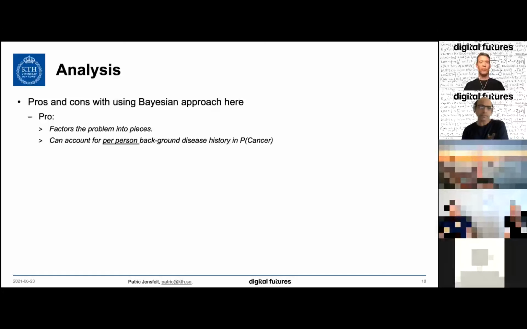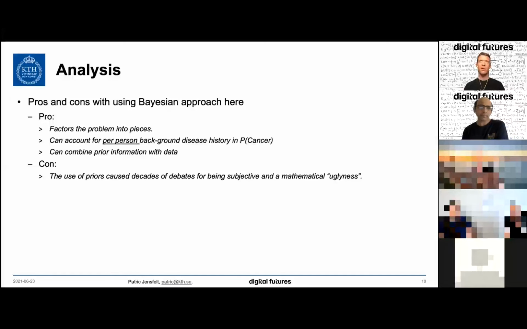We could also imagine that we could account for per person background disease history. So you could further refine this unconditional probability of having cancer by taking in maybe BMIs or other diseases that might influence the chance of having cancer. And we can combine our prior information with data in a nice way.